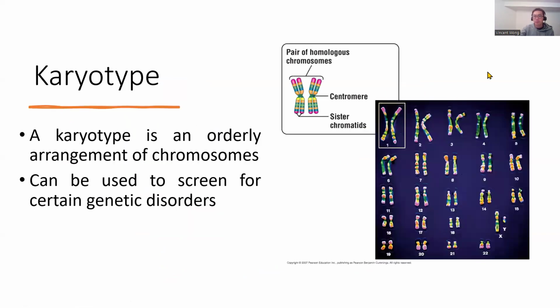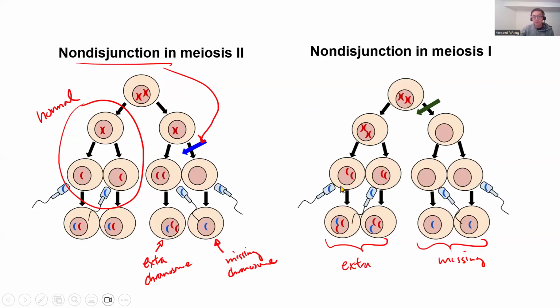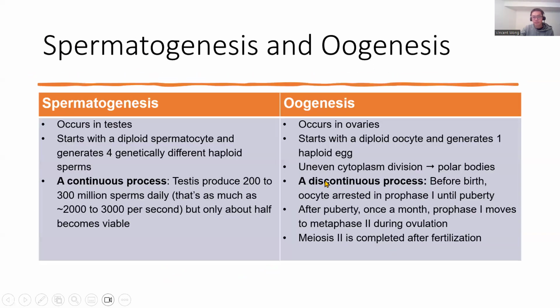Vincent, yes? In the previous slide, according to the oogenesis chapter, meiosis 2 starts after fertilization. Yes, yes. So what happens with the spermatogenesis part? Does it not have any impact?